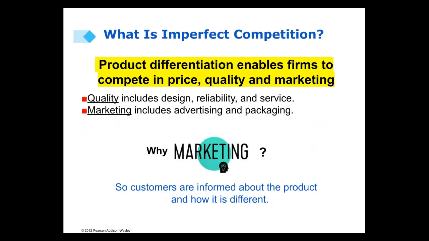Now, product differentiation enables firms to compete, and they can compete on price, on quality, and on marketing. And marketing might include advertising and packaging. Why is marketing important? Well, for a long time, many economists looked at marketing and advertising as superfluous, adding to cost but providing no benefit. And we understand from the theory of imperfect competition that marketing does play an important economic role and has economic rationale. Marketing allows customers to be informed about a product, how it's valuable and what it does, and then also how it's different.